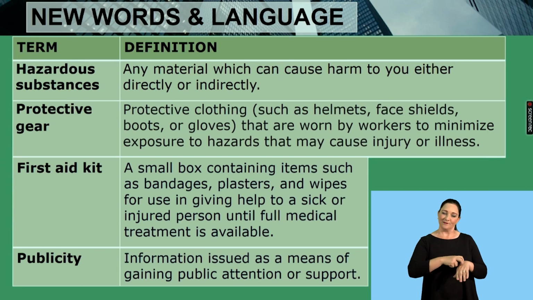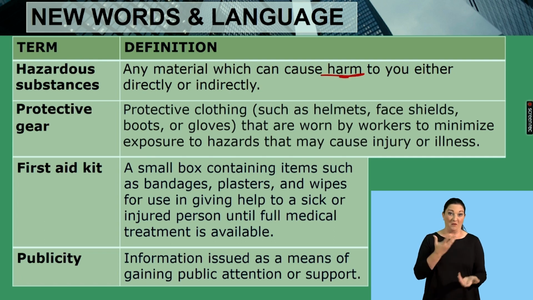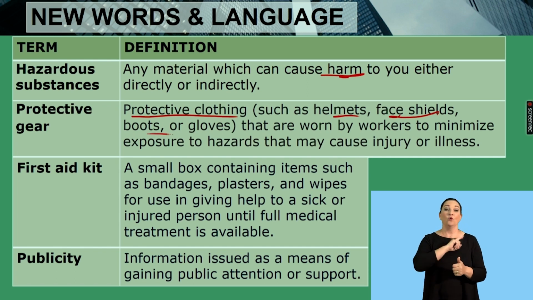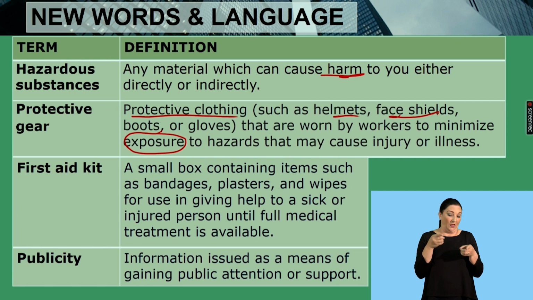These are the terms and definitions that you will come across in today's lesson. The first one is hazardous substances, which is defined as any material which can cause harm to you directly or indirectly. We also have what we call protective gear, which is protective clothing such as your helmets, face shields, boots or gloves that are worn by workers to minimize their exposure to hazards that may cause injury or illnesses.